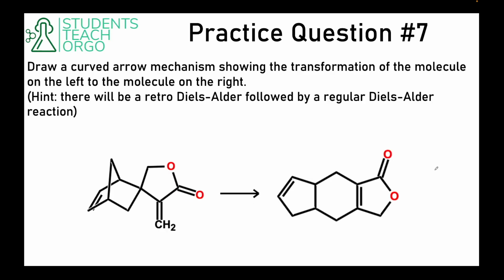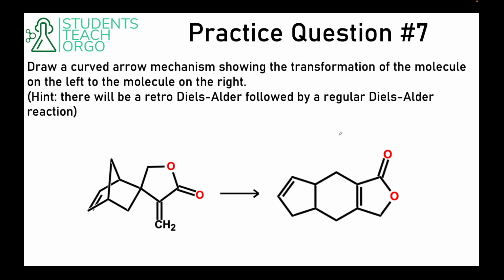And so I think the best way to learn more about this is just to do another practice question. This is going to be a little bit different than the questions before, because now I want to see if you can try to draw out a curved arrow mechanism to show the transformation of this molecule on the left to the one on the right. This is very tricky, so I'm going to give you a hint. There's going to be a retro Diels-Alder, and then we're going to follow that with a regular Diels-Alder. Try to pause the video. This is a tough question, but it's a good example of the kind of question you might see as the 10-point question on an exam.